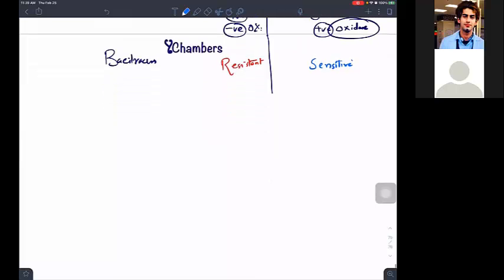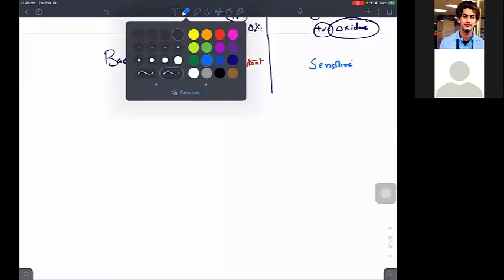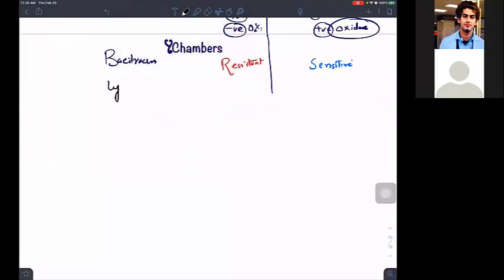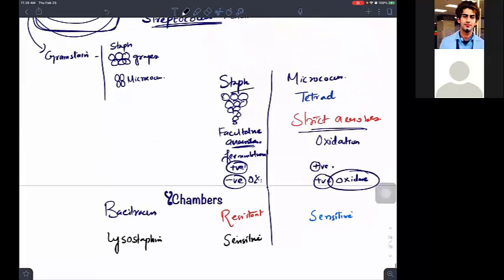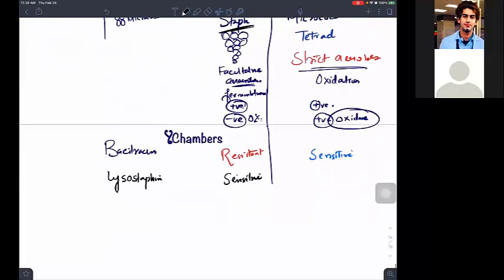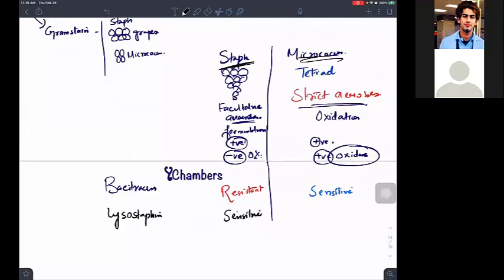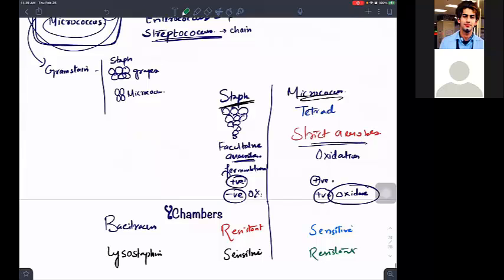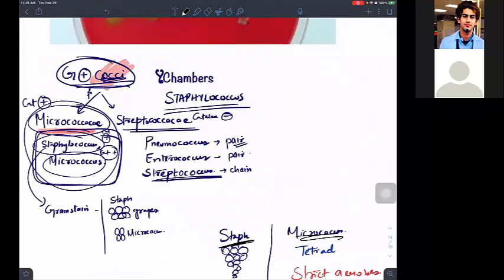So resistant and sensitive. If I talk about a chemical called lysostaphin, the difference is that Staphylococcus is not resistant, but sensitive, to lysostaphin. But Micrococcus is resistant to lysostaphin.